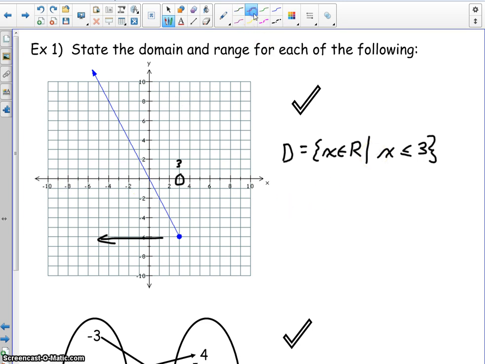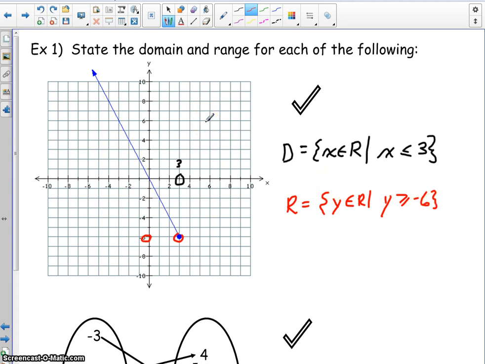For the range, we're going to do the exact same thing, but we're going to look at the y values. Again, the line ends down here, so the only y values that exist are the ones above here. The lowest y value on this graph is down here at -6. So for the range, we say y is an element of the real numbers such that y is greater than or equal to -6. So we're saying whatever y value exists on this line is going to be larger than or equal to -6. And again, this is the formal definition.